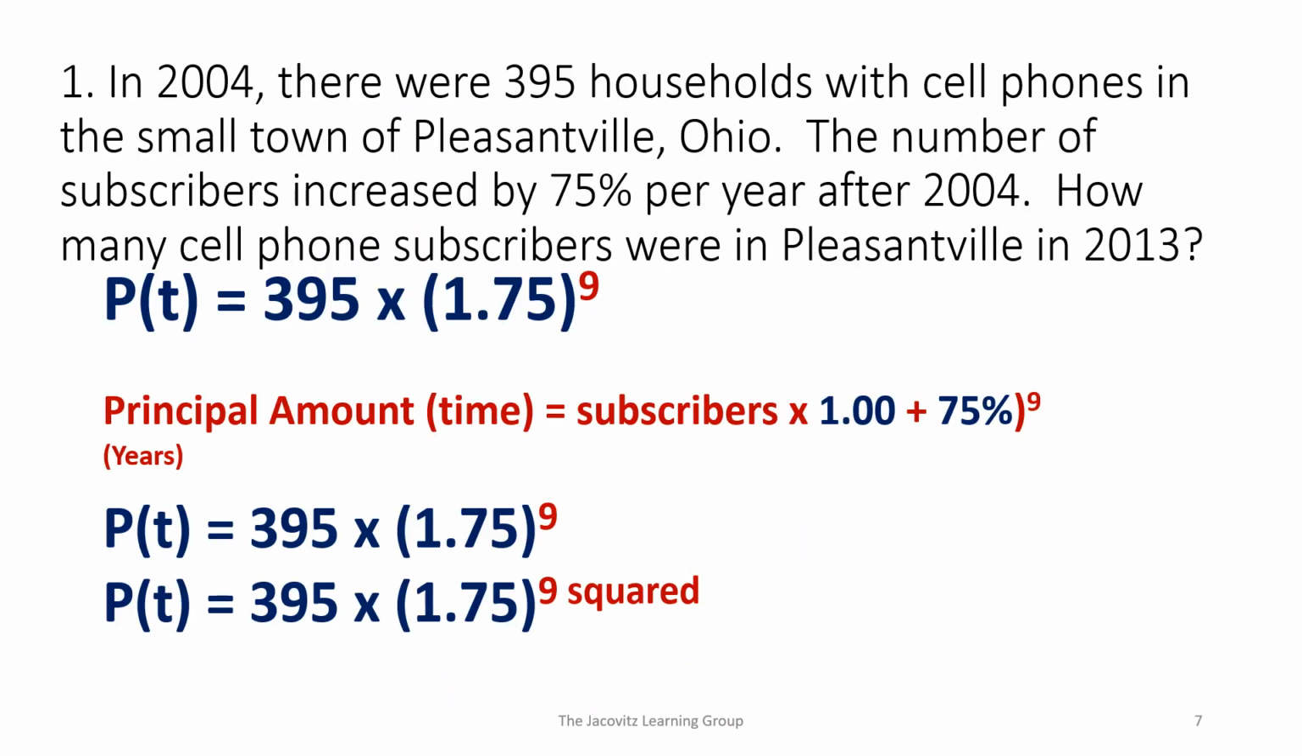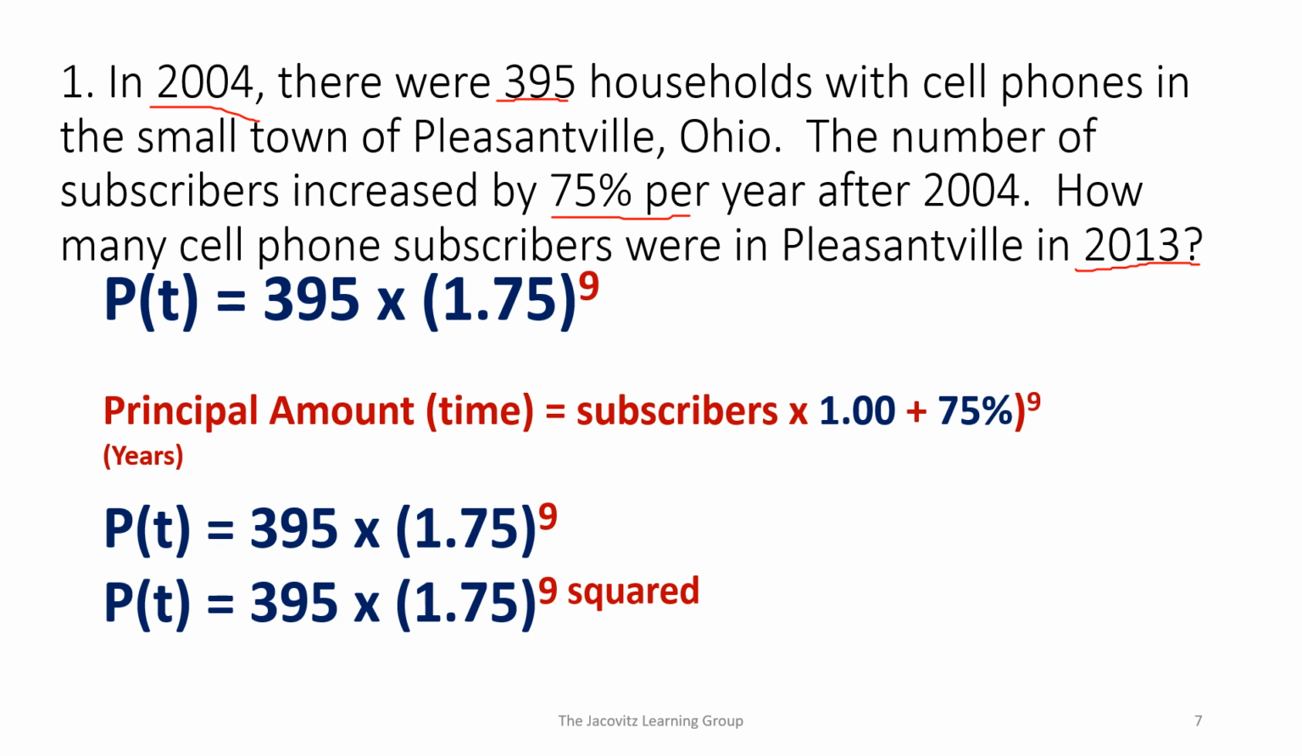This is a problem actually taken from one of the ACT books, and we changed the year around and changed this number around. But it's like in 2004, there were 395 households with cell phones in the small town of Pleasantville, Ohio. The number of subscribers increased by 75% per year after 2004. How many cell phone subscribers were in Pleasantville in 2013?